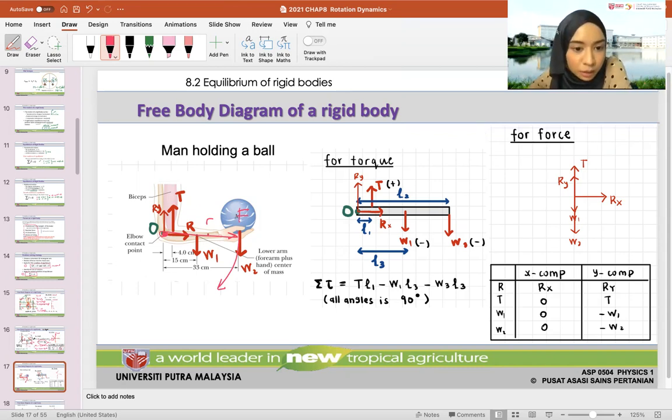Okay, so we have talked about the force of this object. And then this is the weight of our arm. Sama juga, all objects will have weight. The seesaw, the beam, our arm, it will have its own weight apart from the weight of the object that is holding ke apa ke. So it will have its own weight. So this is weight number 1. Weight number 2 is the weight of the ball, and it is contributing to a clockwise rotational motion.